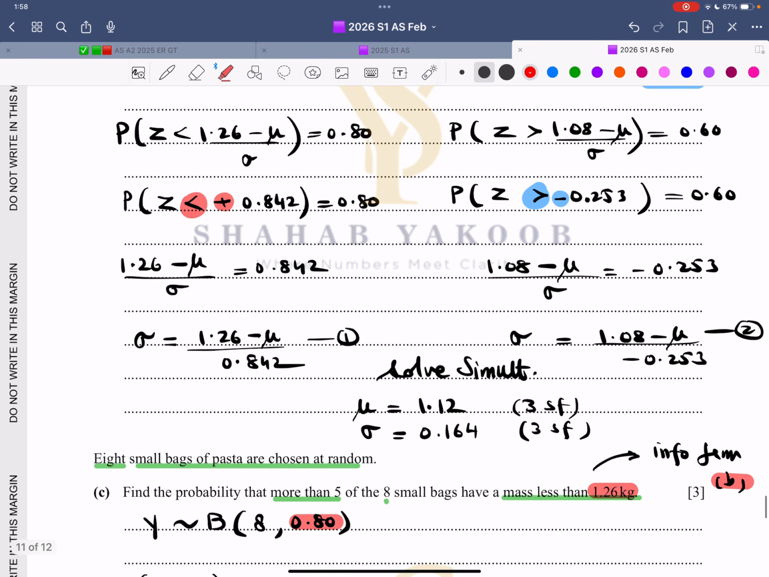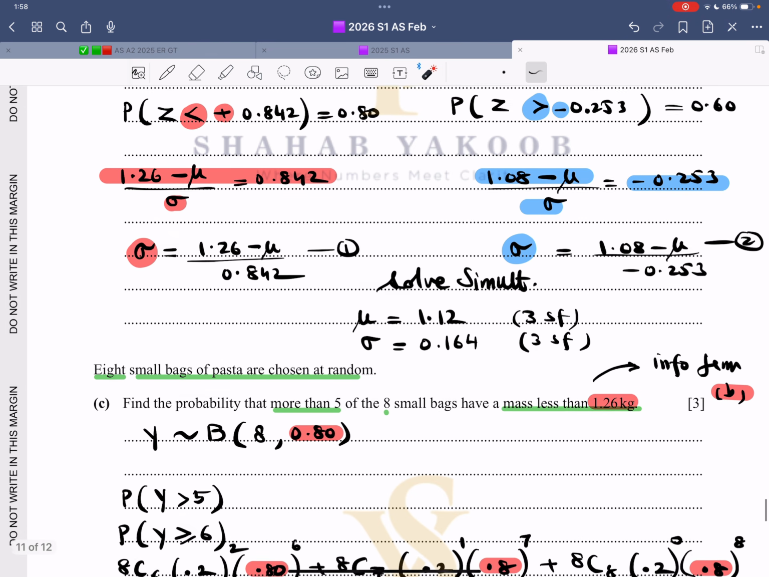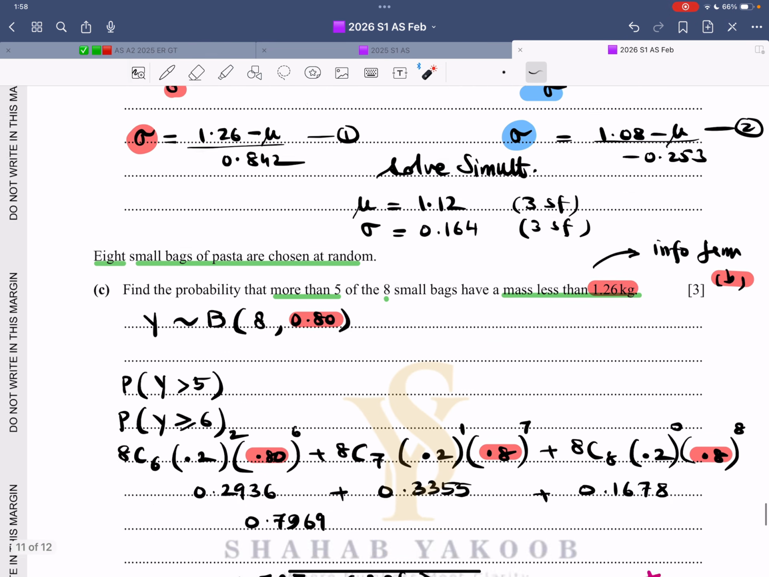So this is one equation. This is the other equation. Sigma is all alone, so make sigma the subject. Make sigma the subject, and then equate these two. Equate this with this. Solve simultaneously. You find the value of mu. You find the value of sigma. Yes, the calculator was very much needed.